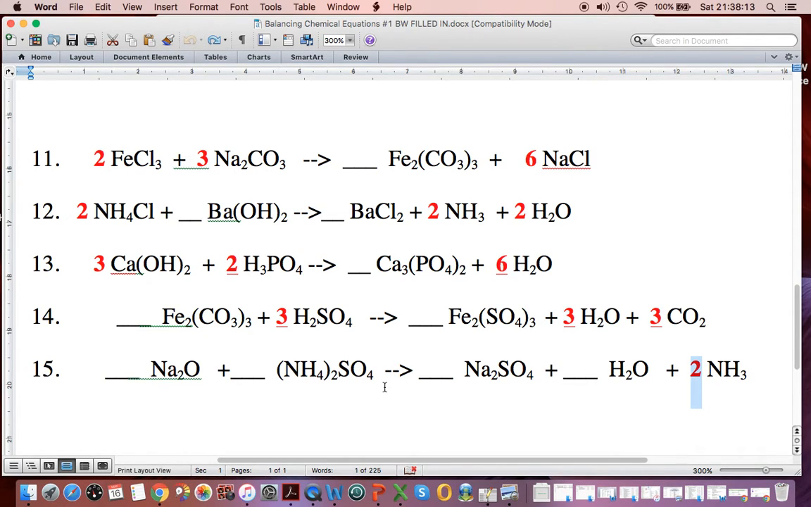Now we have to do a little finger crossing. Right here I see 4 times 2 is 8 for the hydrogens. Here I see 2 hydrogens. 2 times 3 is 6. 6 and 2 is 8. The oxygens, I have 4 oxygens here and 1 is 5 to the left of the arrow. 4 plus 1 is 5 to the right of the arrow. So element by element, when you balance equations, it's usually 1 element at a time is the safest way to go.